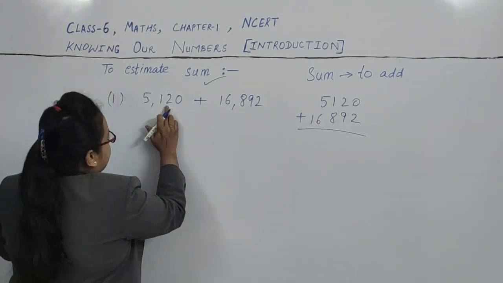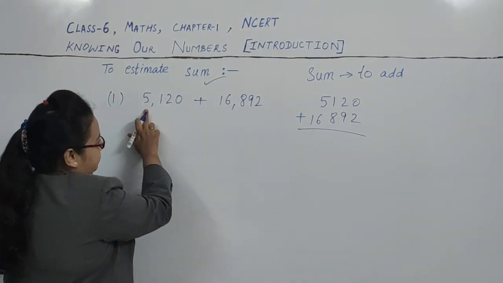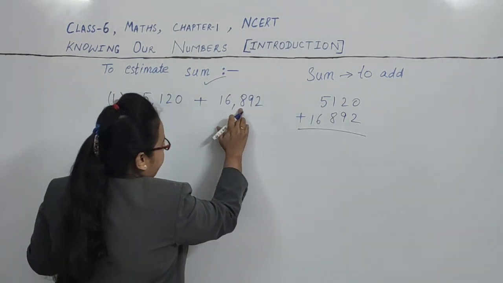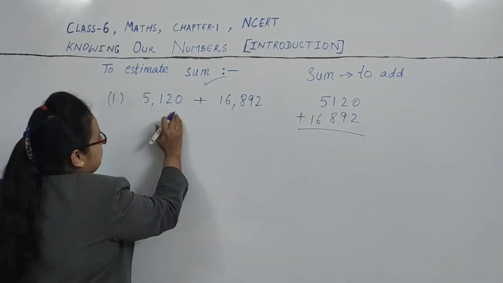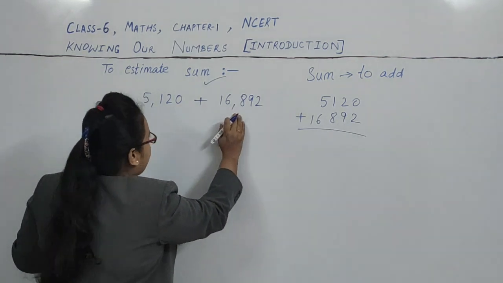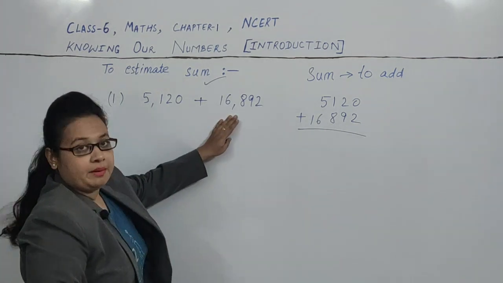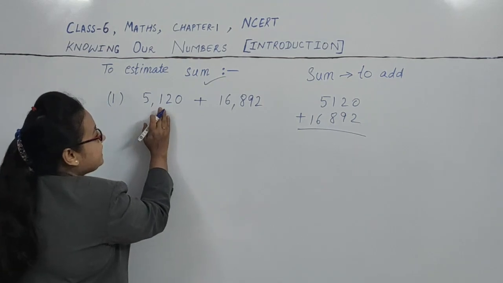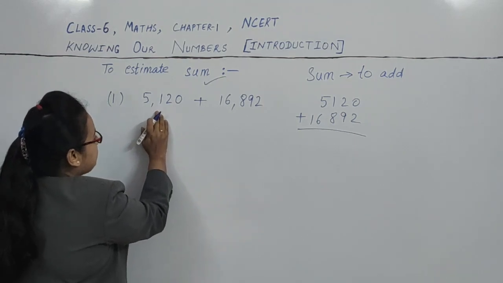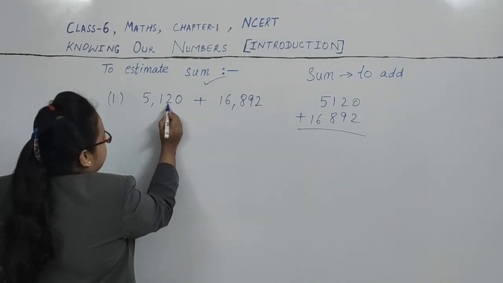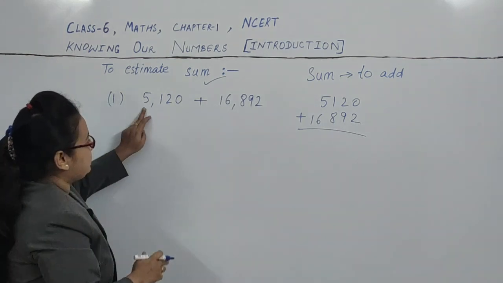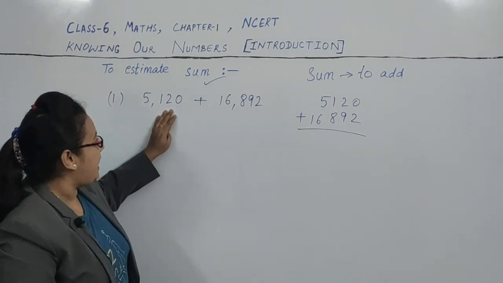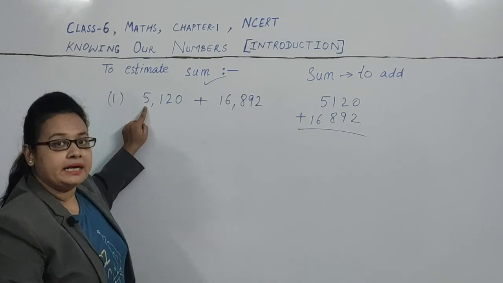See, this number has ones, tens, hundreds, thousands. This one has ones, tens, hundreds, thousands and ten thousands. So this is the smaller number and this one is the bigger number. We will round off these two numbers to the greatest place of the smaller number. The smaller number has ones, tens, hundreds and thousands. So thousands is the greatest place of this smaller number.